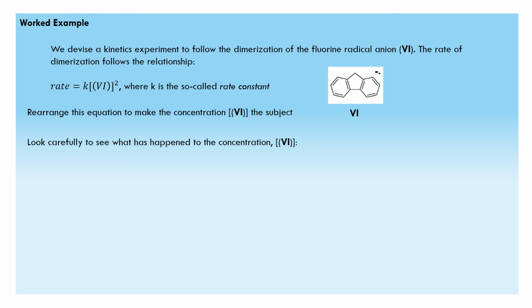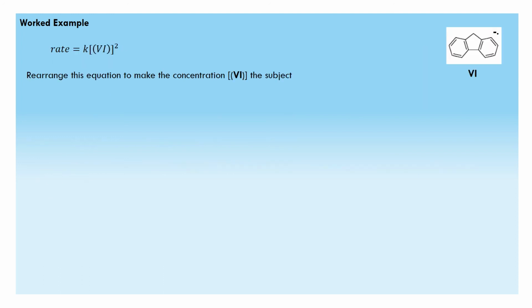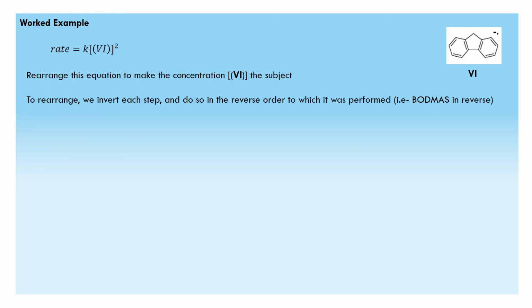Okay, so let's look carefully and see what's happened to the concentration of VI. Let's see what we have to undo, if you like, to unpick to make this the subject of our equation. Well, it's first been squared to yield VI squared. Within the BODMAS scheme, we must consider the squaring to be a function of. Next, VI squared was multiplied by k. So to rearrange, we want to invert each step. We want to move that square over to the other side of the equation, and we want to move k over to the other side of the equation.